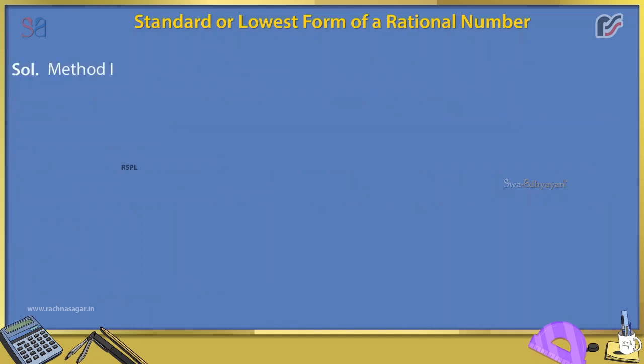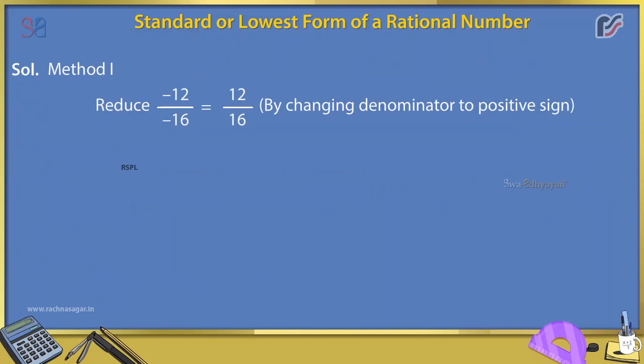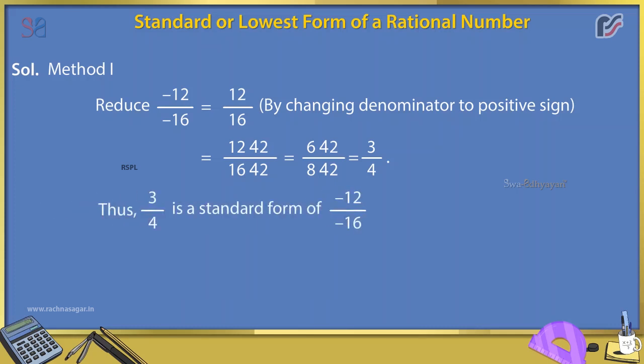Solution. Method 1. Minus 12 by minus 16 is equal to 12 by 16, by changing the denominator to a positive sign, which is equal to 12 divided by 2 by 16 divided by 2, which is equal to 6 by 8, divided by 2, which is equal to 3 by 4. Thus, 3 by 4 is the standard form of minus 12 by minus 16.